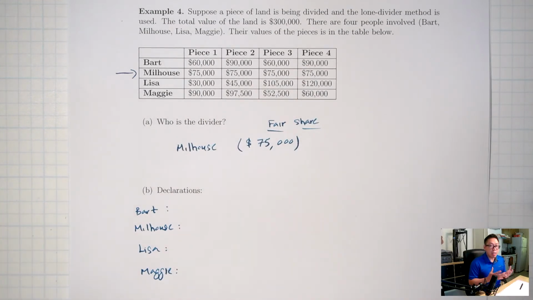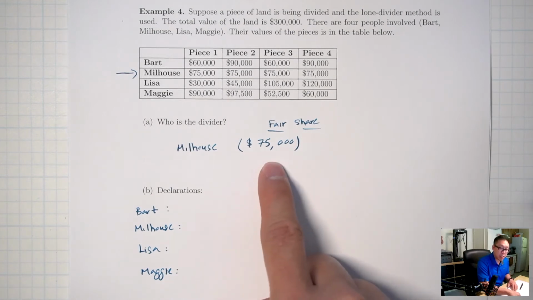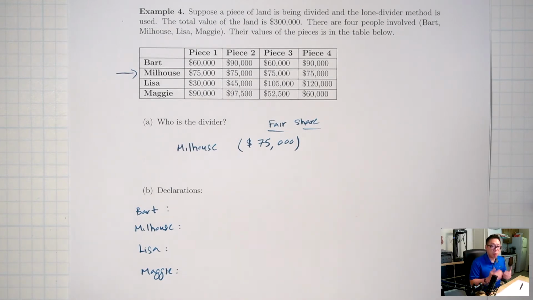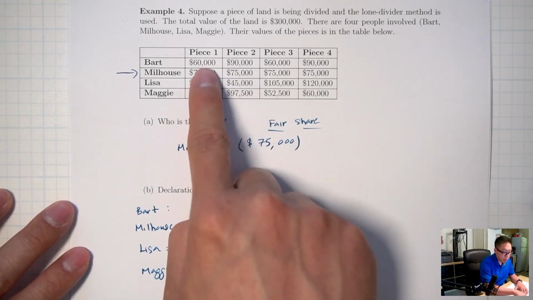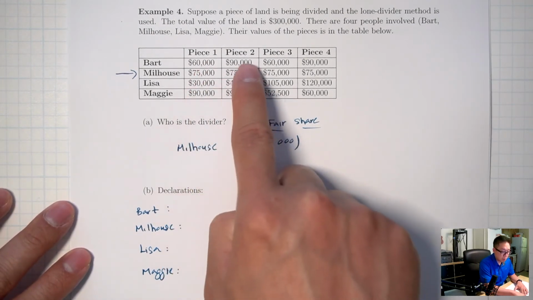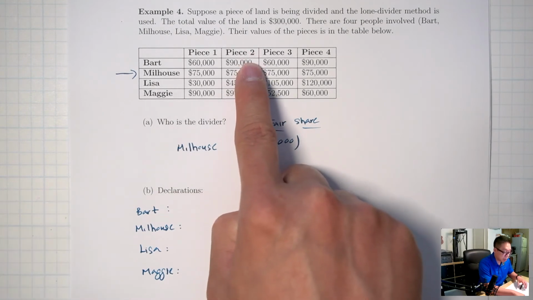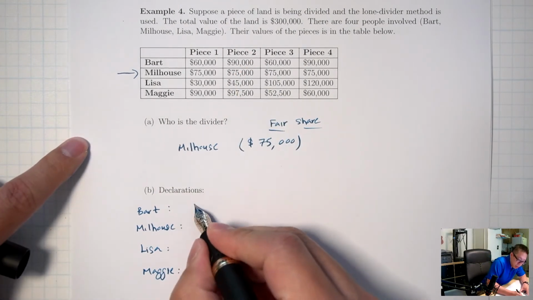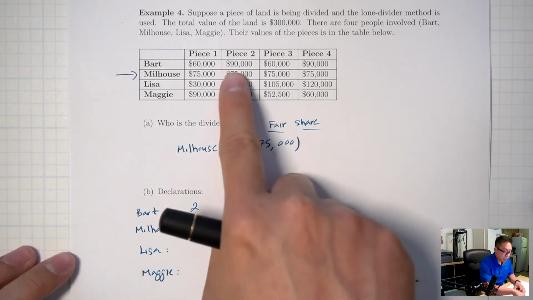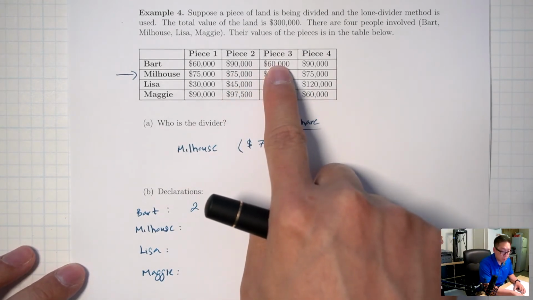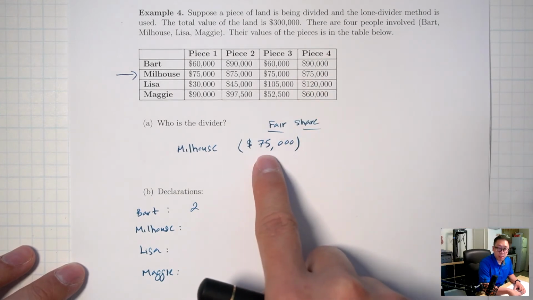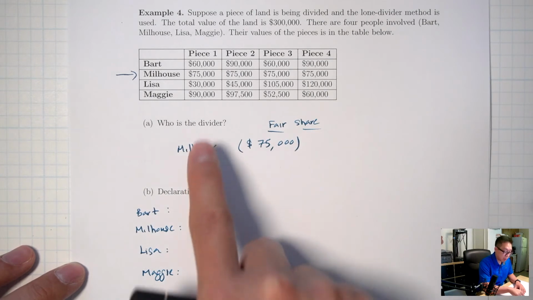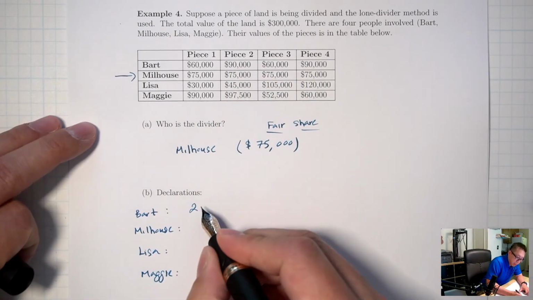He would accept any piece that is $75,000 or more, right? So he deserves $75,000 worth of land. He will accept any piece that is $75,000 or more. So piece 1 is $60,000. He won't accept that. Piece 2 is $90,000 to him. He would take piece 2. So piece 2 is one of the pieces that he would accept. Piece 3 is $60,000. Nope. Piece 4 is $90,000. Yes, he would accept because it's $75,000 or more. So he would accept pieces 2 and 4.